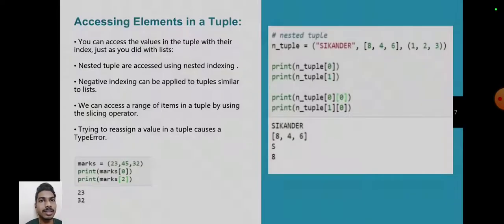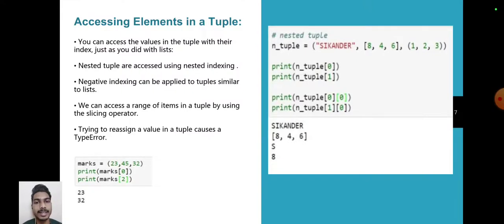On to the next. Let's see how to access elements in a tuple. We can access the values in a tuple with their index, just as we did with lists. Nested tuples are accessed using nested indexing. Negative indexing can be applied to tuples similar to lists. We can access a range of items in a tuple by using the slicing operator. Trying to reassign a value in a tuple causes a type error.